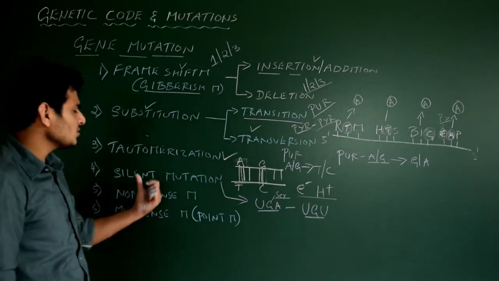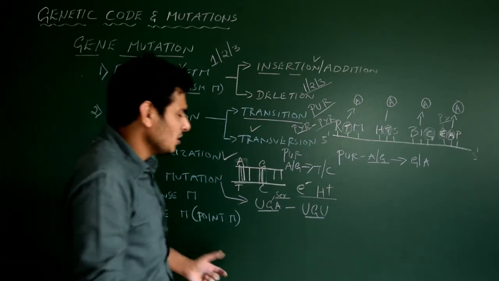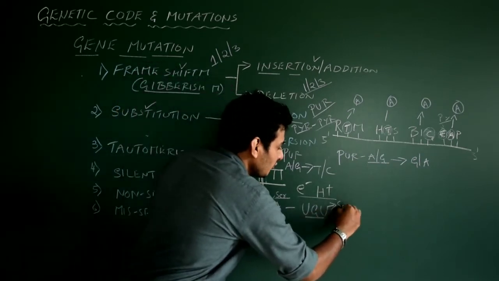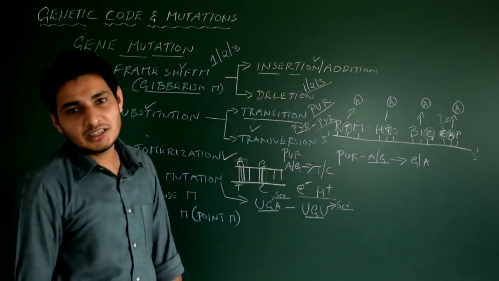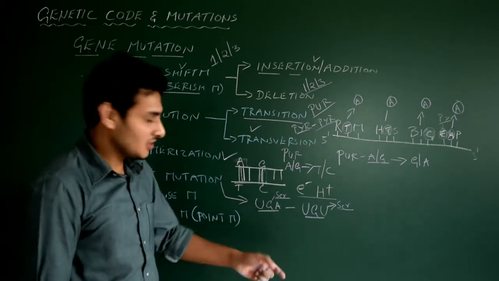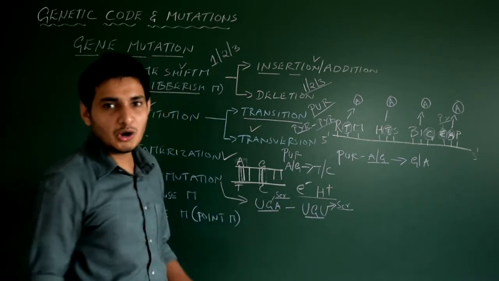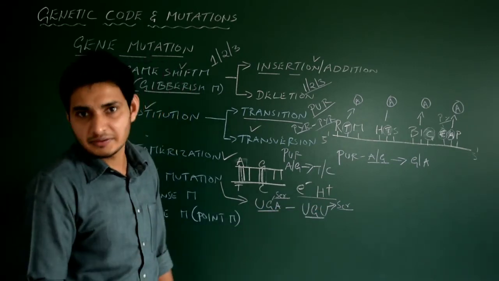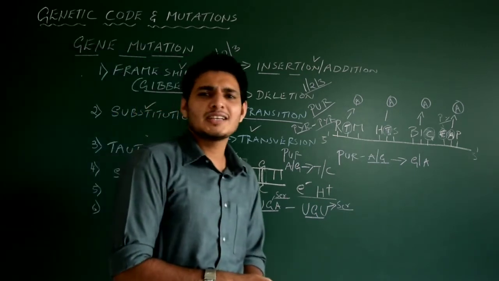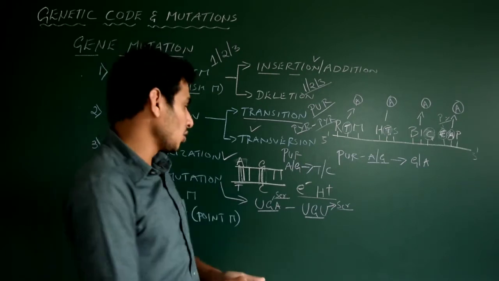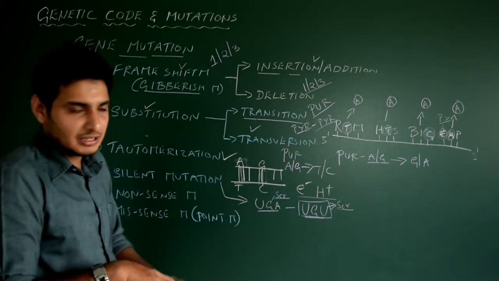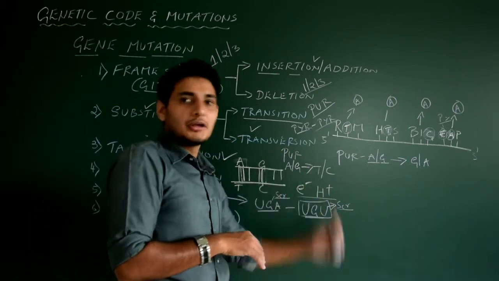Which is a silent mutation, because you may not notice the mutation. UCU also codes for serine. If you take the polypeptide chain, the amino acid sequence will be normal, like earlier. If UCA is replaced by UCU, you will not notice that a mutation has occurred. So that is actually a silent mutation. It looks like a silent mutation will not cause any disorder in the human being, but there are so many things at the molecular level occurring within the amino acid.